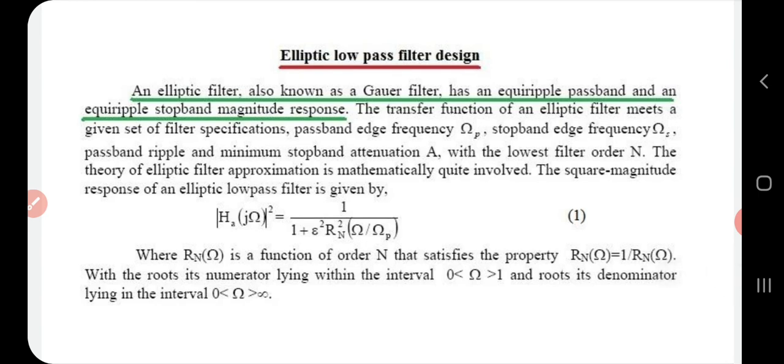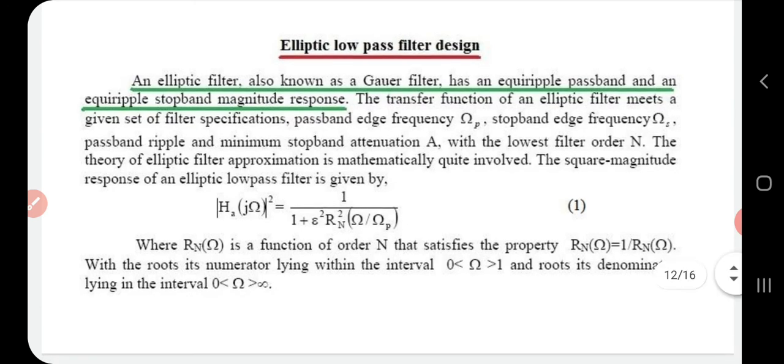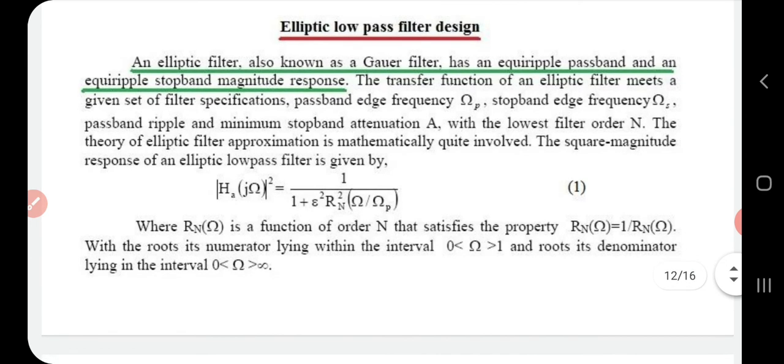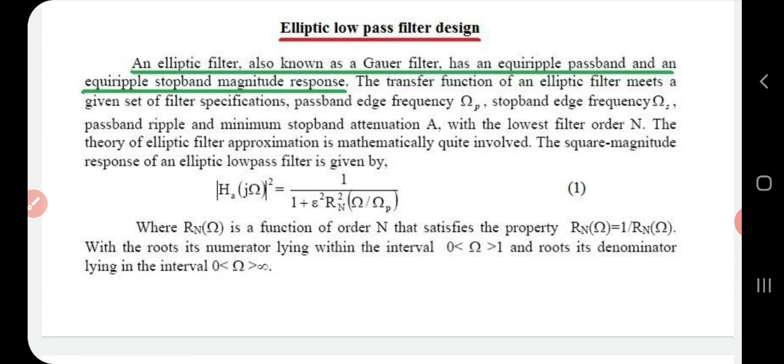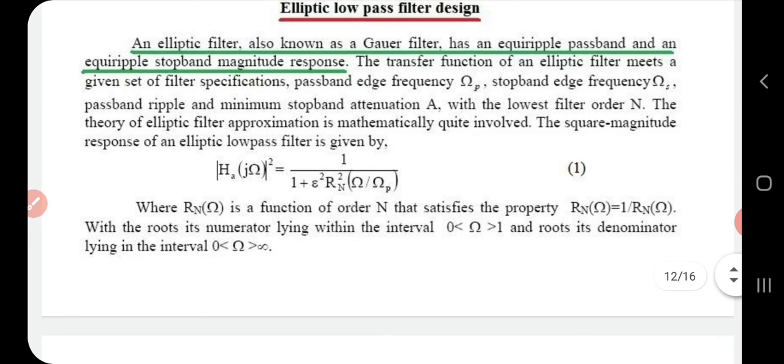That is, ripple is there both in passband and stop band. Here the transfer function meets a given set of filter specifications, that is passband edge frequency omega p, and omega s, that is stop band edge frequency, and so on. And a minimum stop band attenuation A. In the last sessions we have come across a capital letter A, right? That is called minimum stop band attenuation, and N that we have known, it is actually the filter order.